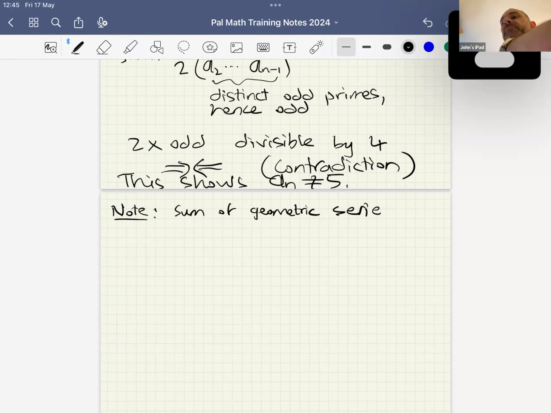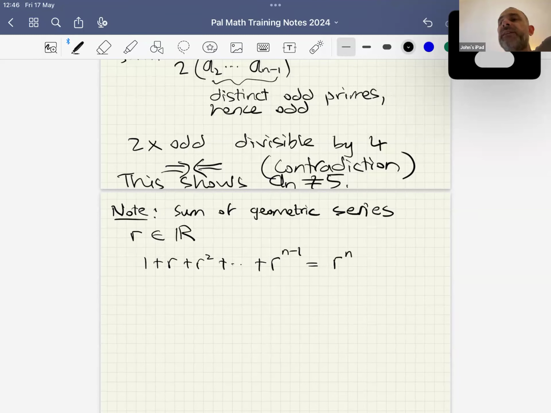So you've probably seen this. This comes up when you're looking at compound interest. So you've got some real number r, and you look at 1 plus r plus r squared up to r to the n minus 1. You know what this looks like? This is r to the n minus 1 over r minus 1.